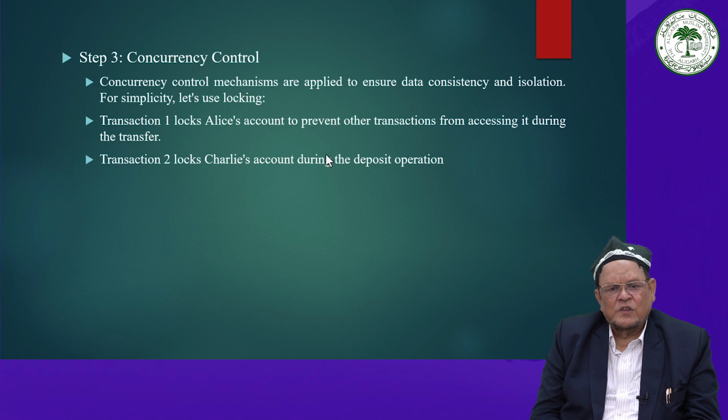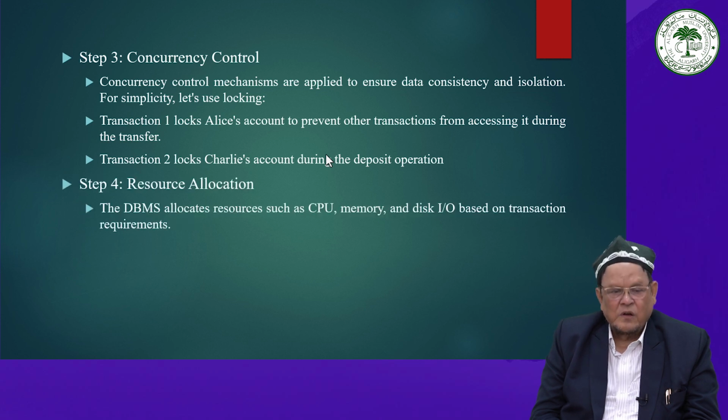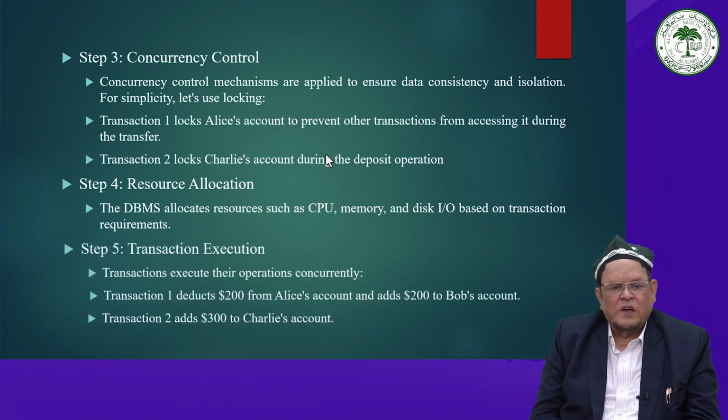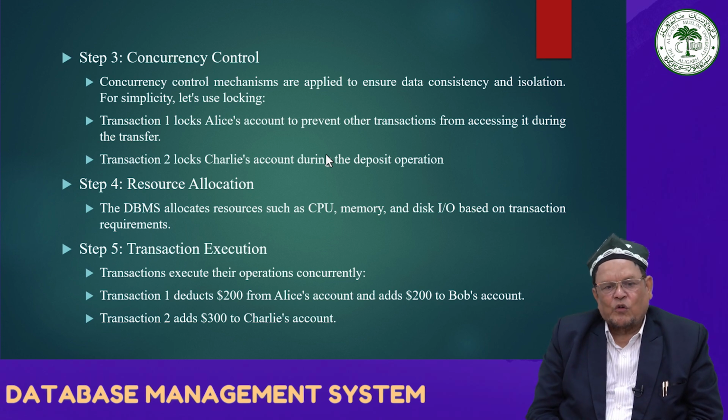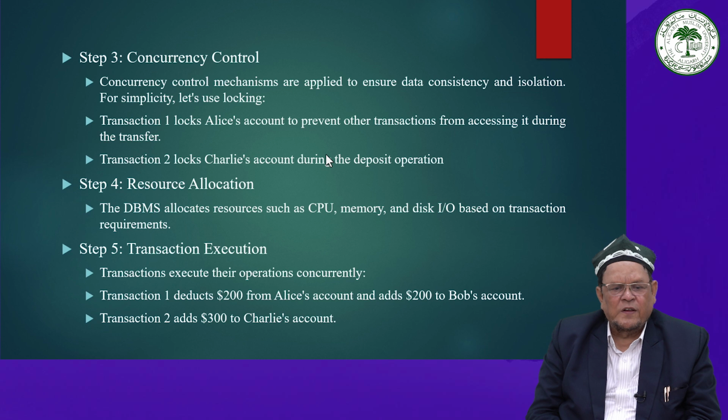Transaction 2 locks Charlie's account during the deposit operations. Fourth step, resource allocation. The database management system allocates resources such as CPU, memory, and input-output disk based on transaction requirements. The resource allocation will be done by the database management system. Fifth is the transaction execution. Transactions execute their operations concurrently.